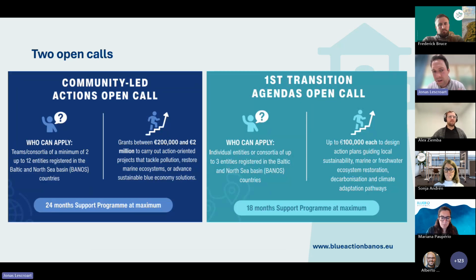And we have two open calls. One is the community-led actions. They should be submitted by consortia of at least two partners, up to 12 partners. And this is applying for 200,000 euros at a minimum, up to 2 million euros. And it's aimed at action-oriented projects. And the second open call are the transition agendas. This is about developing an agenda to move your community or your organization to increase your sustainability goals. And this can be a single partner or up to three partners in a consortium, and up to 100,000 euros per transition agenda.